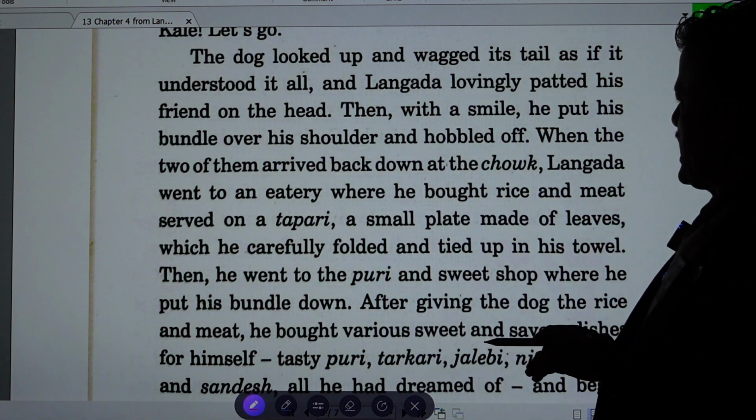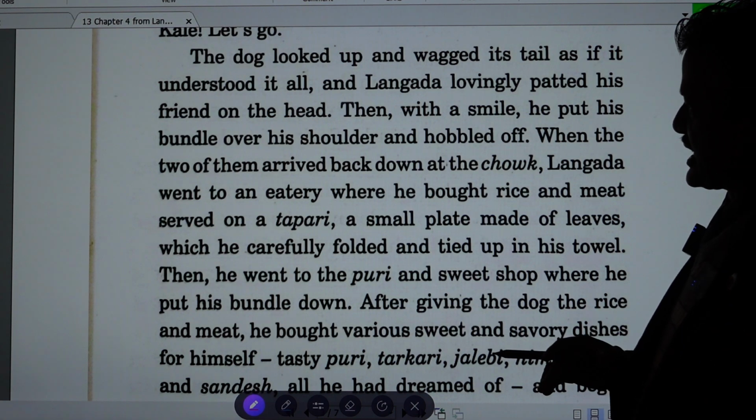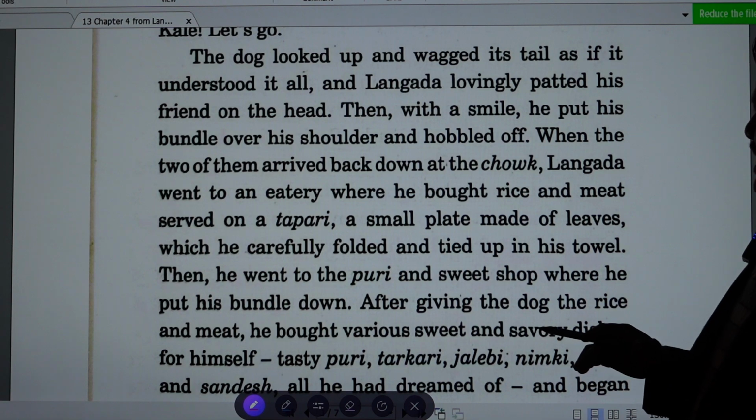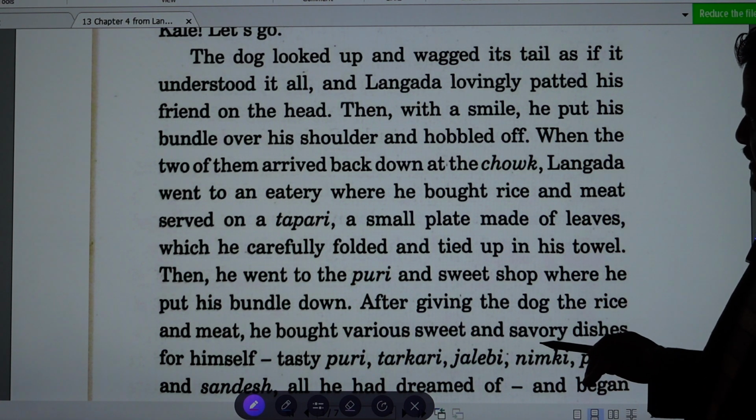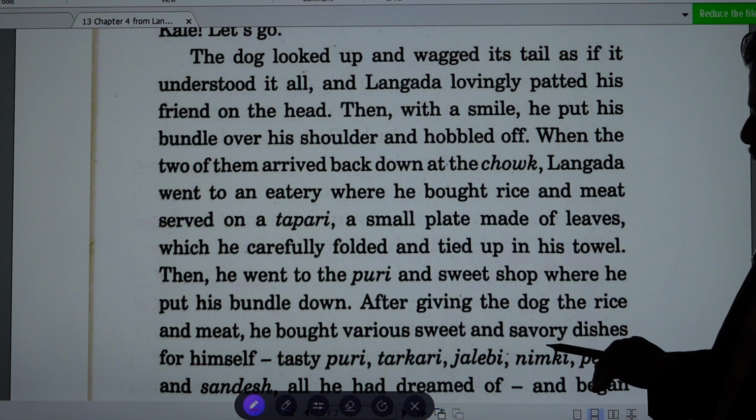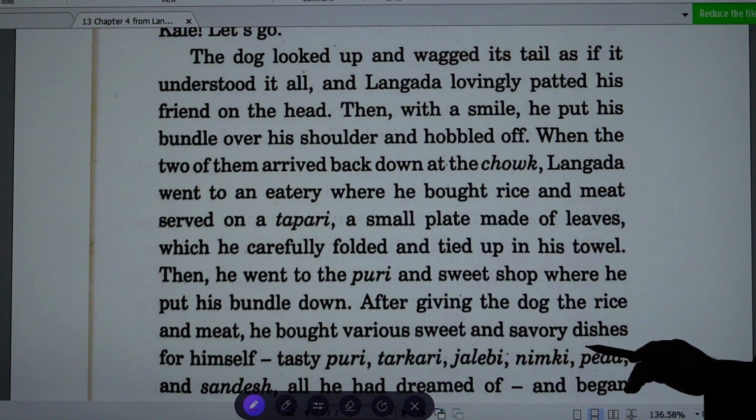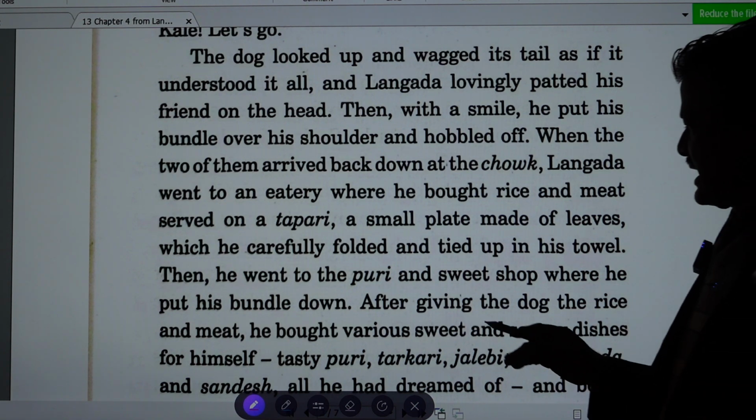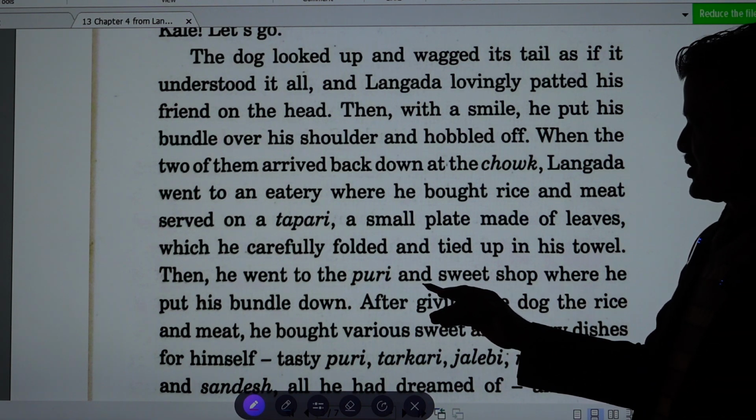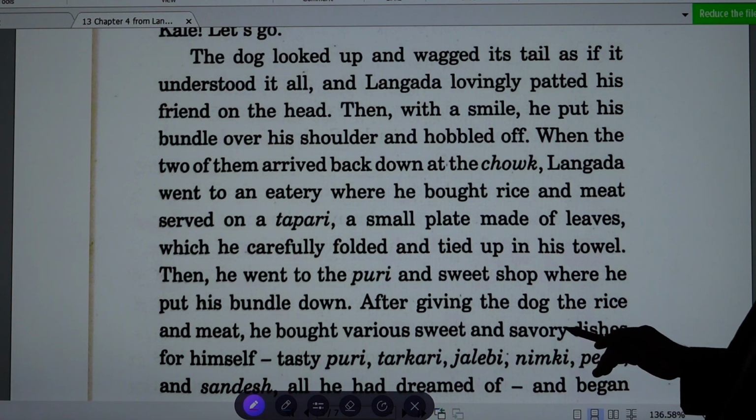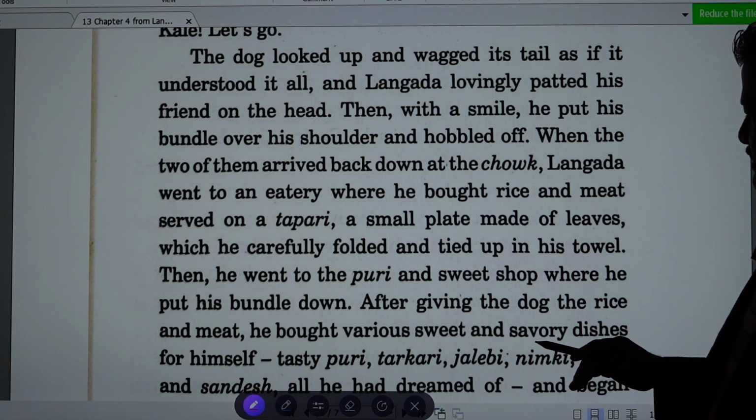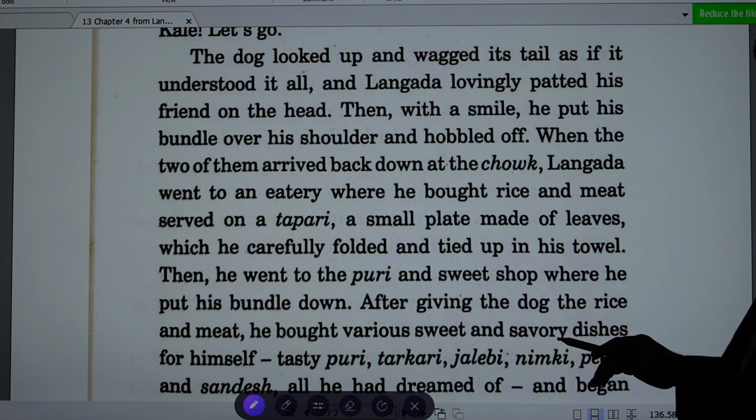The dog looked up and wagged its tail as if it understood it all, and Langada lovingly patted his friend on the head. Then with a smile he put his bundle over his shoulder and hopped off. When the two of them arrived back down at the chowk, Langada went to an eatery where he bought rice and meat served on a tapari, a small plate made of leaves which he carefully folded and tied up in his towel. Then he went to the puri and sweet shop where he put his bundle down. After giving the dog the rice and meat, he bought various sweet and savory dishes for himself.